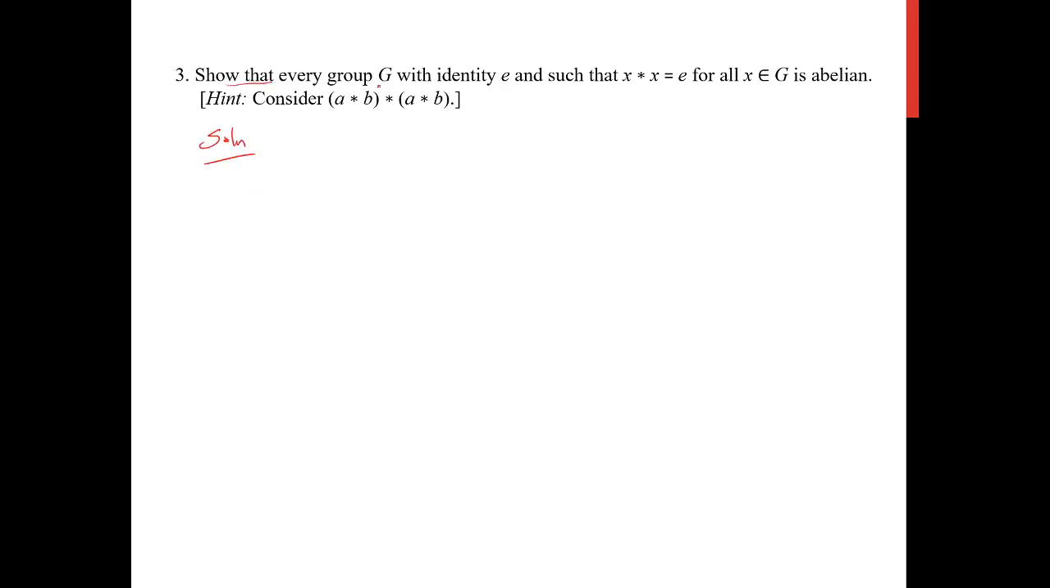Show that every group G with identity element E such that x star x equal to E for all x belongs to G is abelian. That means G is a group and every element x in G, we have x star x equal to E. So that is the condition given. Every element of G is the inverse of itself. That means if x belongs to G, then x star x equal to E.